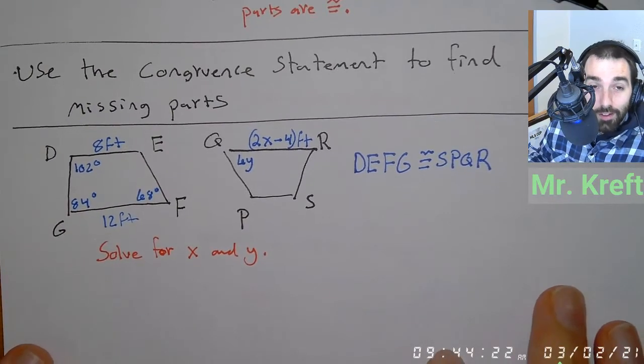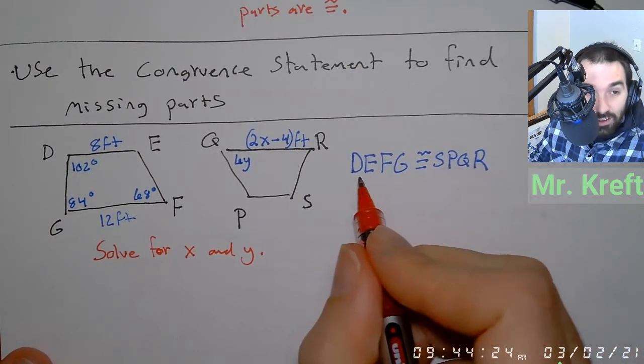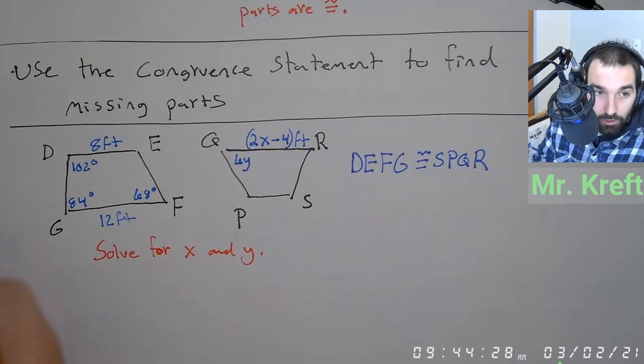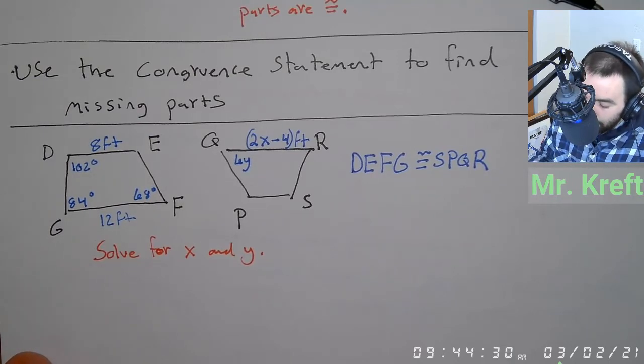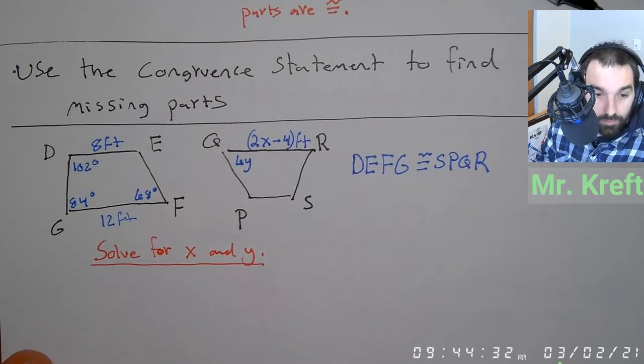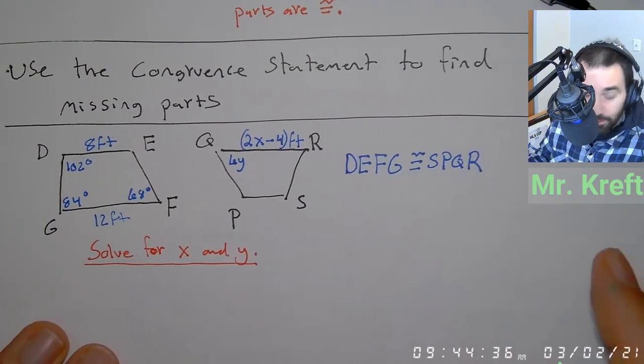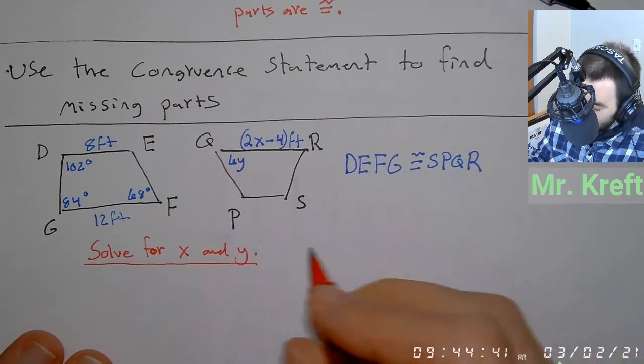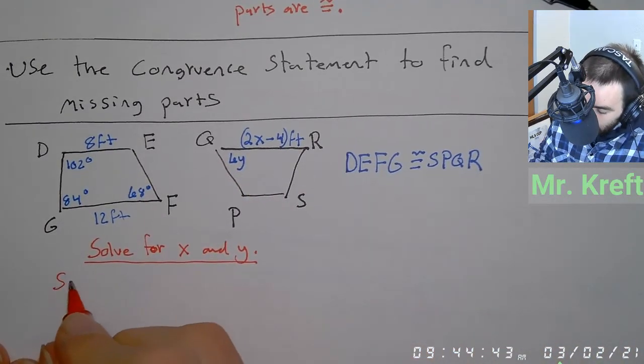Okay. So to do this, we're going to use our congruency statement. So what do you guys want to do first? Do you want to solve for X or Y first? Okay, we're going to solve for Y first. So notice how Y here is an angle, right? So I'm going to go solve for Y.